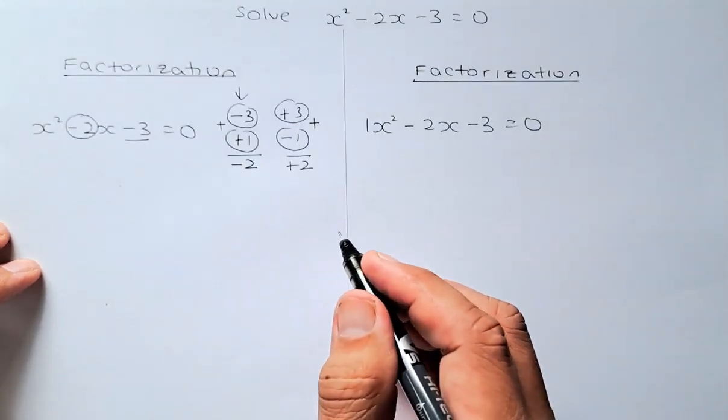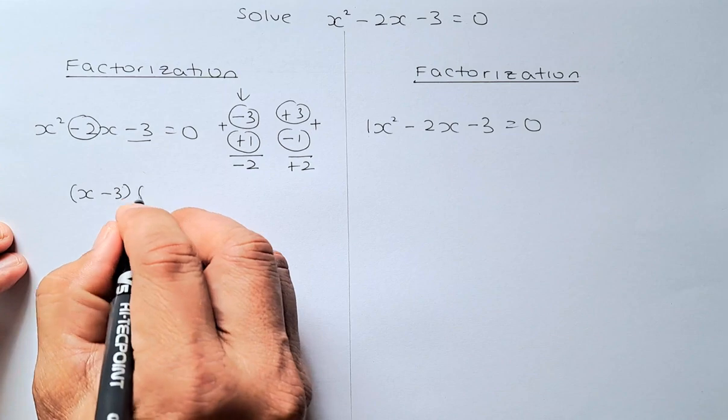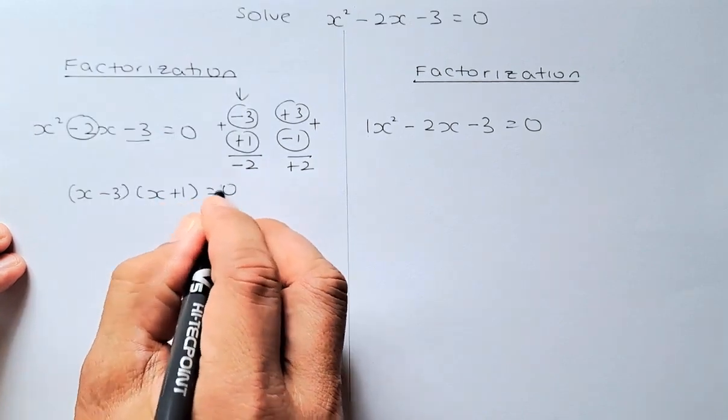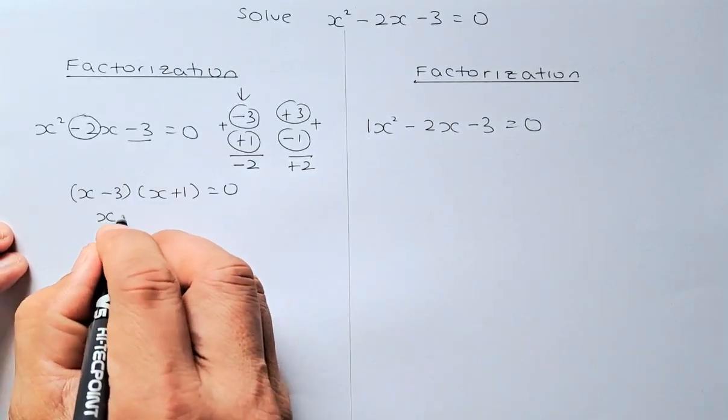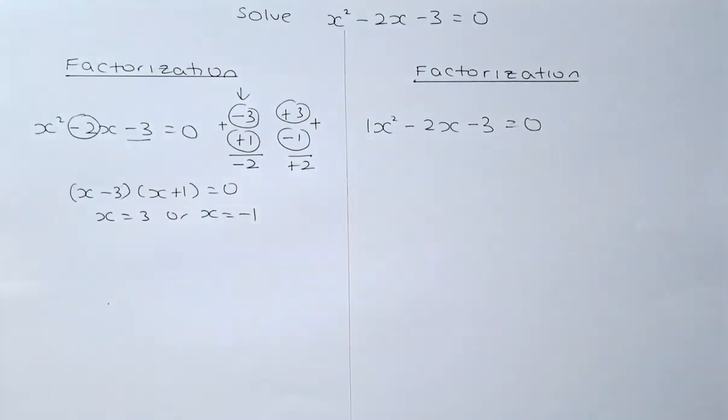So the factors for that equation are x minus 3, x plus 1 equal to 0, and when you solve it, x equals 3 or x equals negative 1.